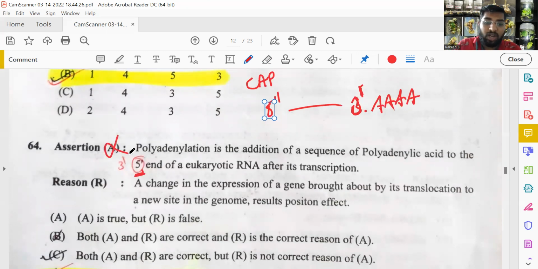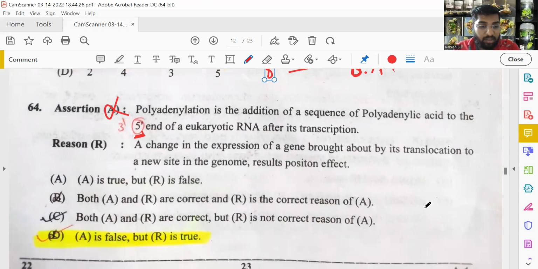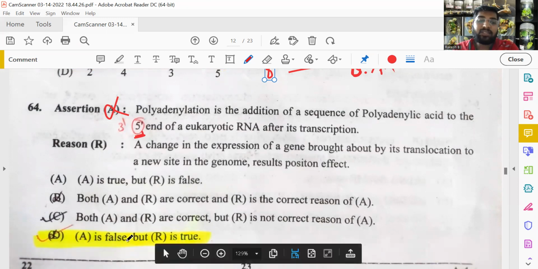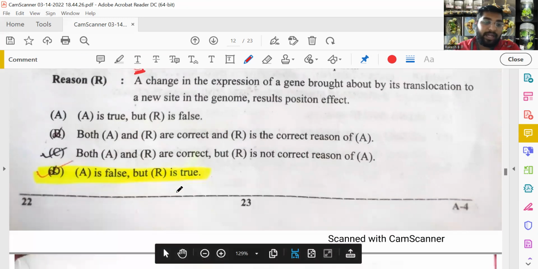So the assertion is wrong. The reason is that a change in the expression of a gene brought about by translocation to a new set of genome results in position effect. That is true. However, it is not the right explanation. So A is false, but R is true. That will be the right answer.